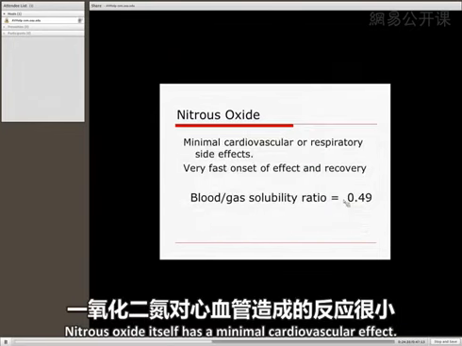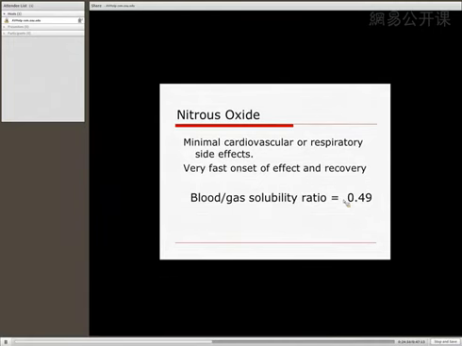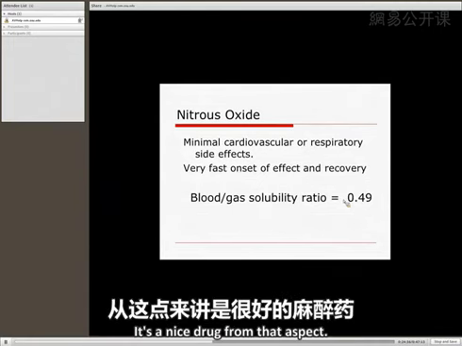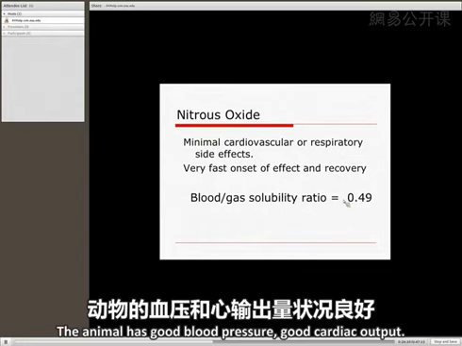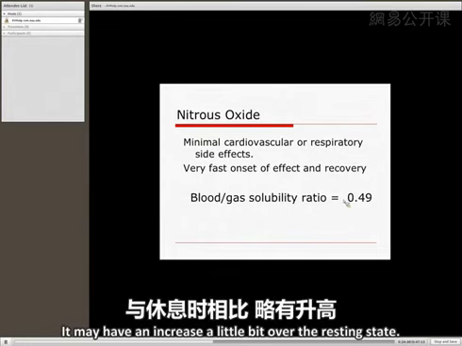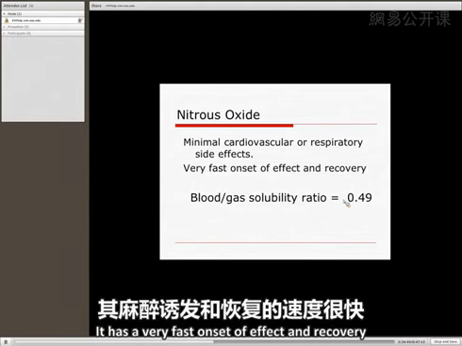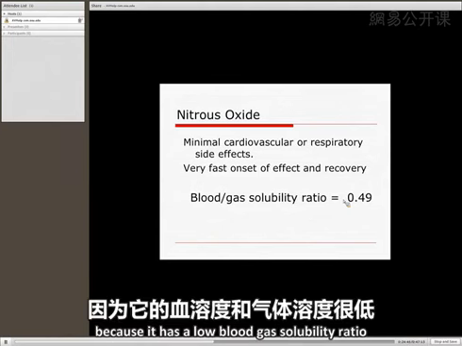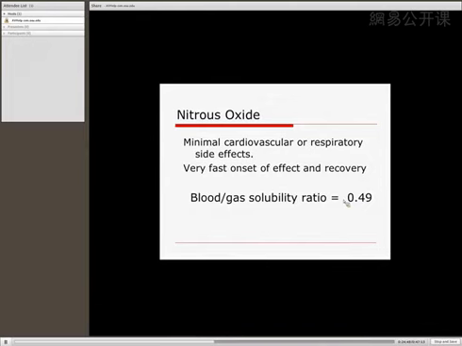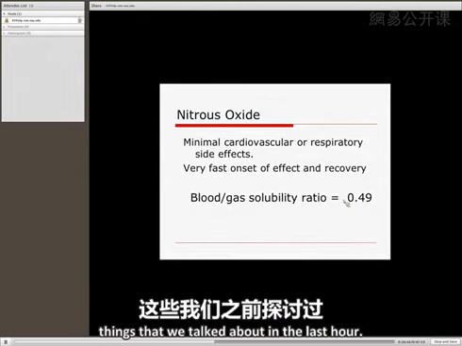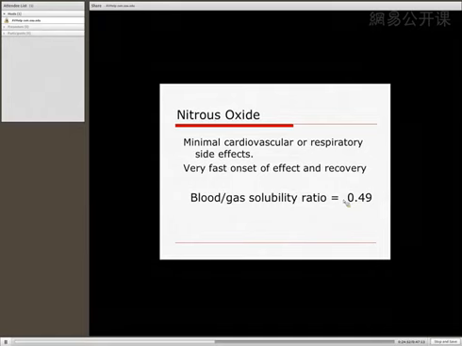Nitrous oxide in and of itself has minimal cardiovascular effects. It's a nice drug from that aspect. The animal has good blood pressure, good cardiac output, may even increase a little bit over the resting state. They breathe well. It has a very fast onset of effect and recovery because it has a low blood gas solubility ratio. Things that we've talked about in the last hour.